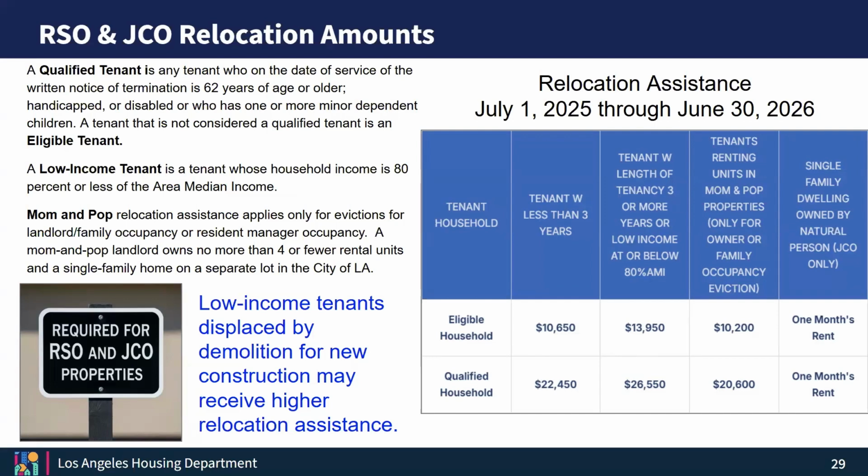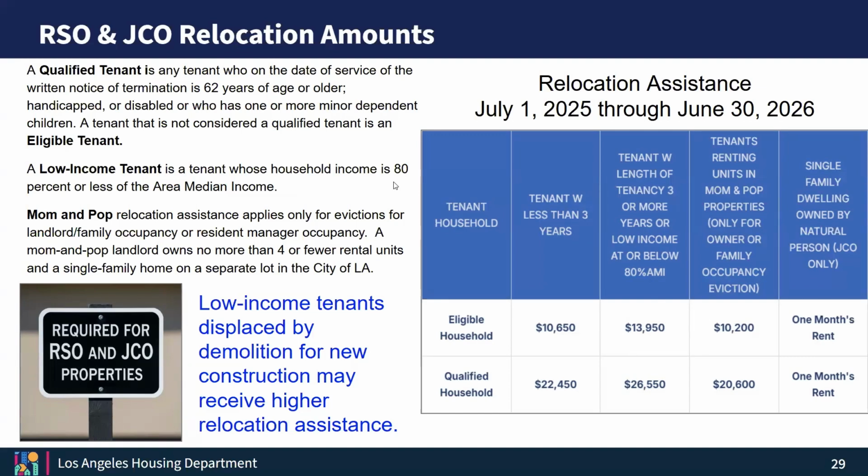Mom and pop. Relocation assistance applies only for evictions for landlord family occupancy or resident manager occupancy. A mom and pop landlord owns no more than 4 or fewer rental units, or a single family home on a separate lot in the city of Los Angeles. Low-income tenants displaced by demolition for new construction may receive higher relocation assistance.